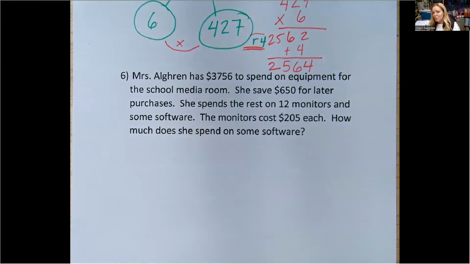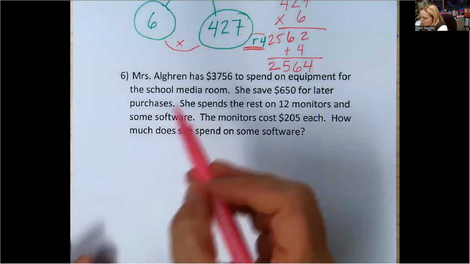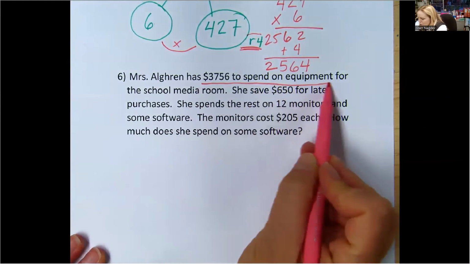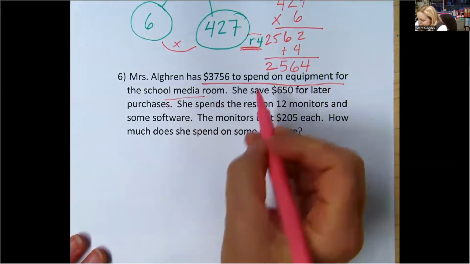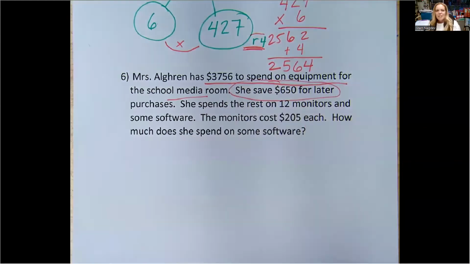What I really want to point out in this question is she has this much to spend on equipment, but she saves 650. So it would be like if I were cooking and I didn't use all the ingredients, or I ate some of the ingredients, it's not there as part of the total. That's what I want you to remember.